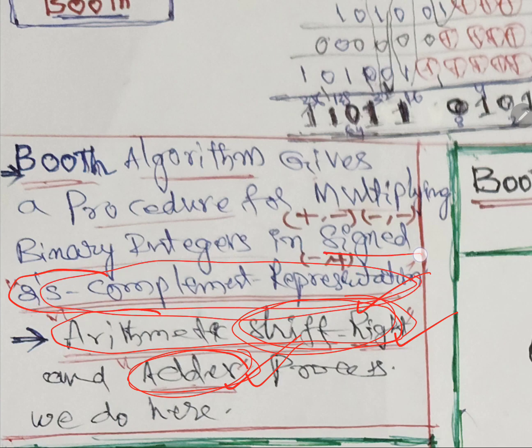2's complement, because these are signed values. There they were unsigned values, both positive numbers: 23 is positive, 19 is positive, so no complement was needed. Here we need to take the complement because they are signed values. That's the key difference.